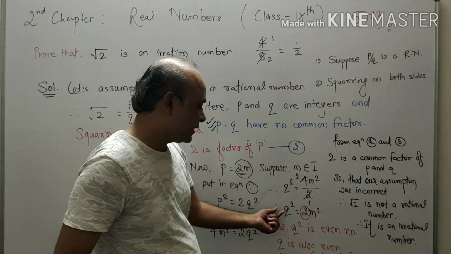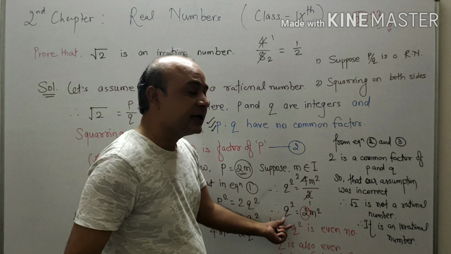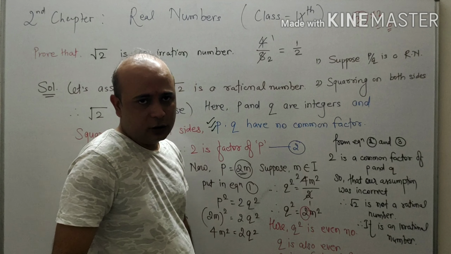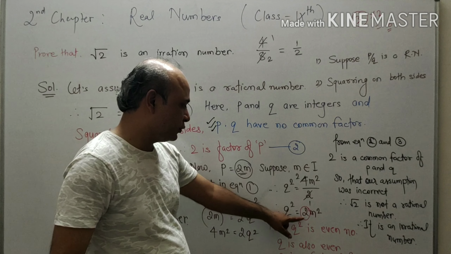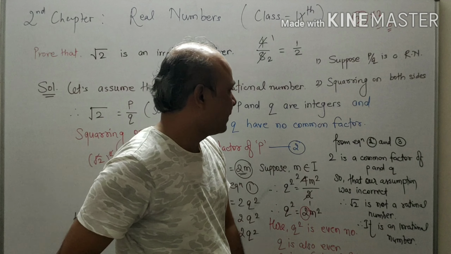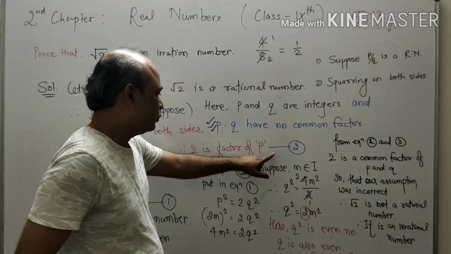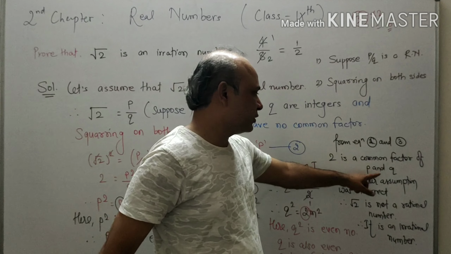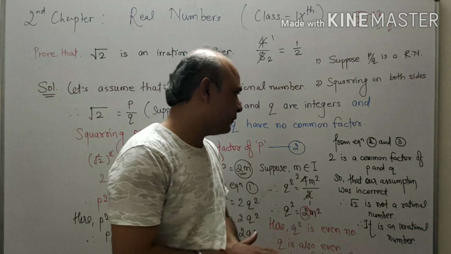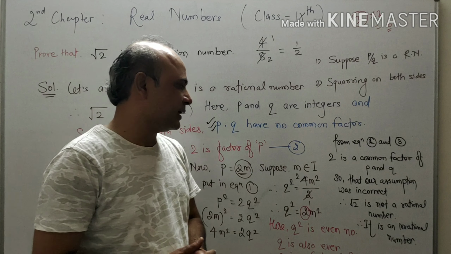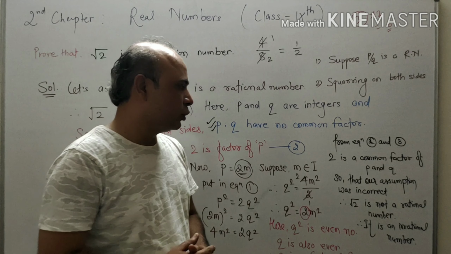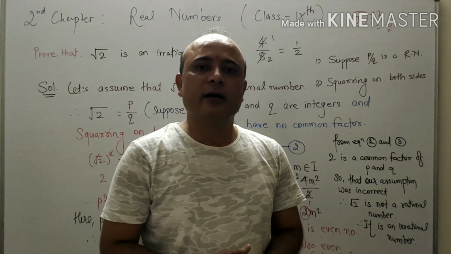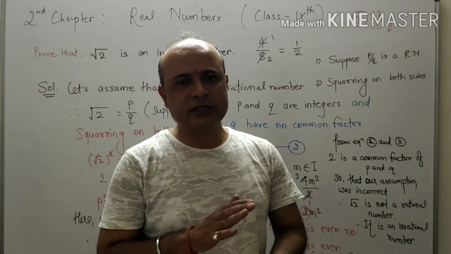Again here, student, you are getting q square as an even number and therefore q is also even, and again here 2 is a factor of q. And from equation 2 and 3 we can say that 2 is a common factor of p and q. Therefore our assumption was incorrect. Therefore root 2 is not a rational number. Root 2 is an irrational number.